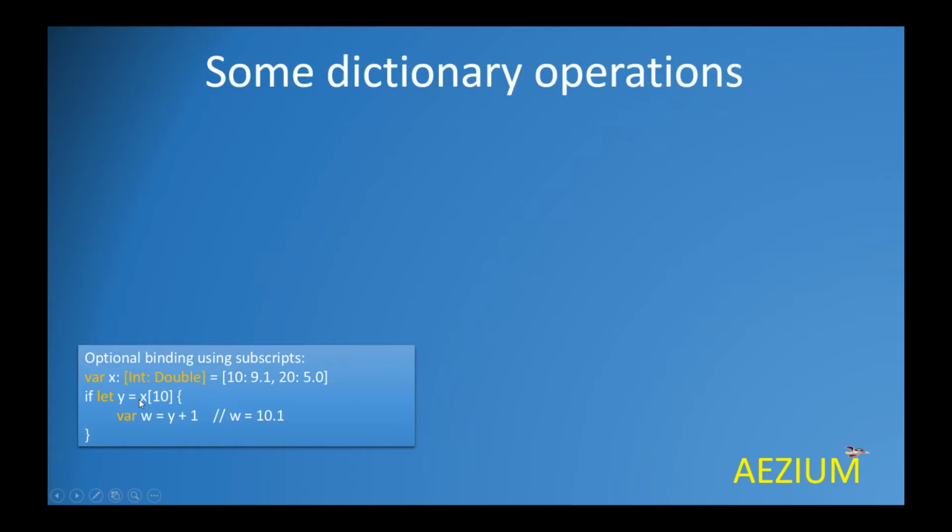So what this does is looking at the value of x[10]. If it contains a value, that value is unwrapped and assigned to temporary variable y, and then y can be used in the body of the if statement as we wish.